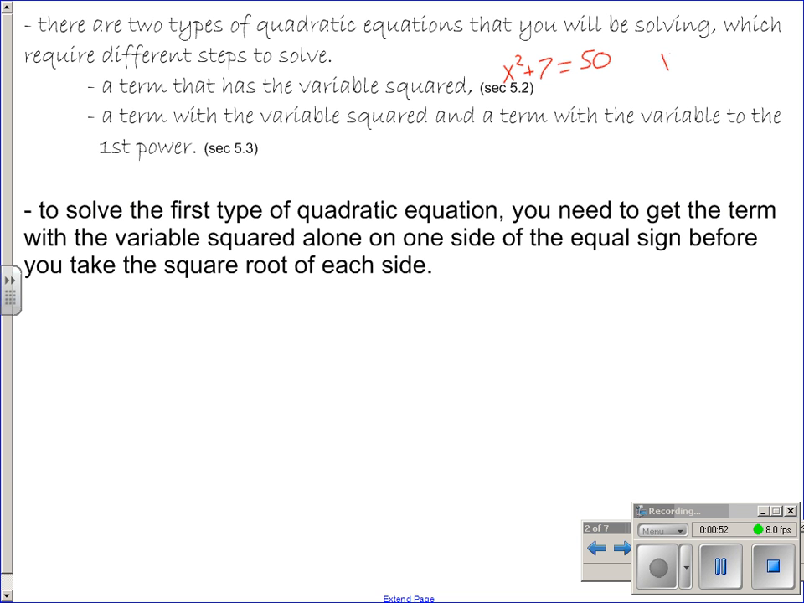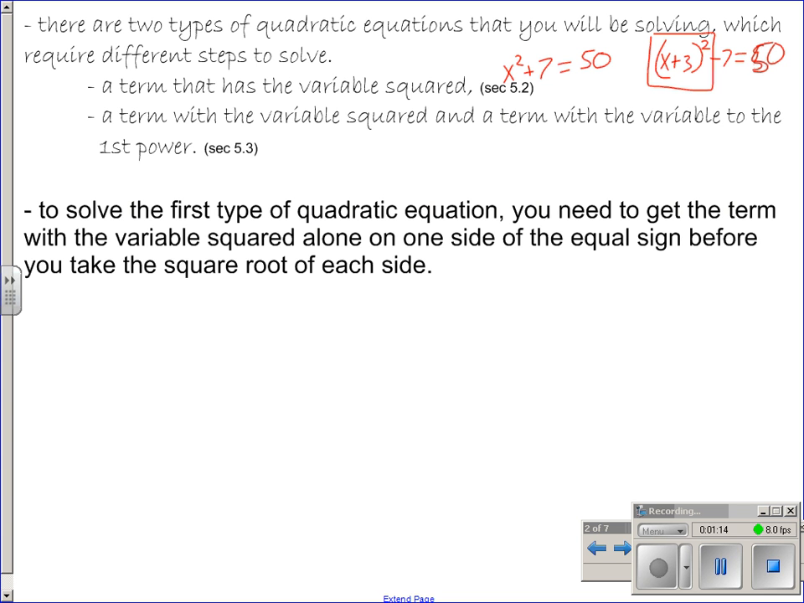It could look something like x plus 3 quantity squared minus 7 equals a weird number. It's 9.5. Let's make it 50. But again, there's just this one term that has the x squared in it. When it's in that form, you solve it a certain way. That's what we'll talk about today.